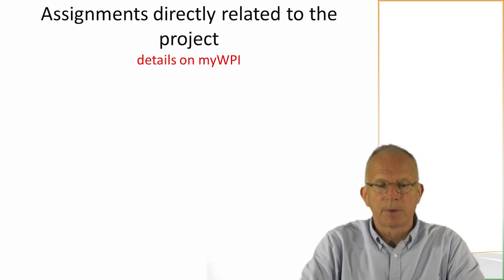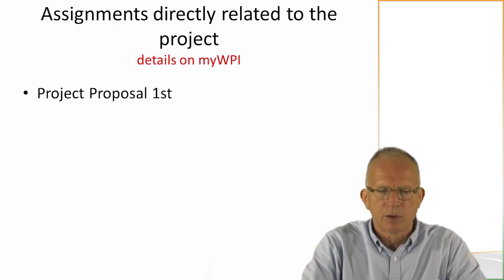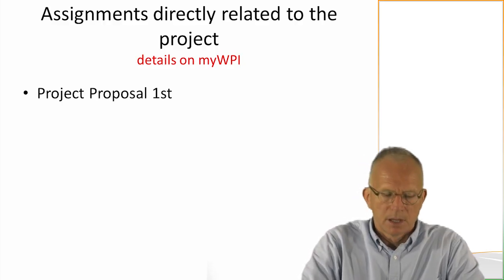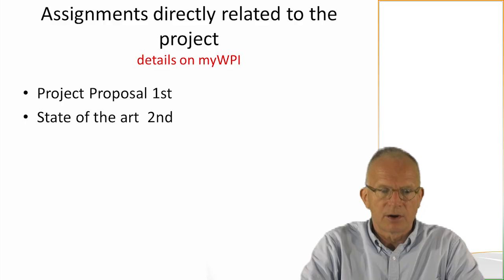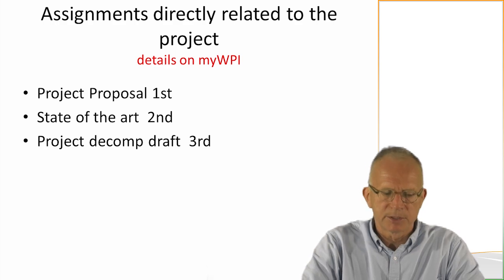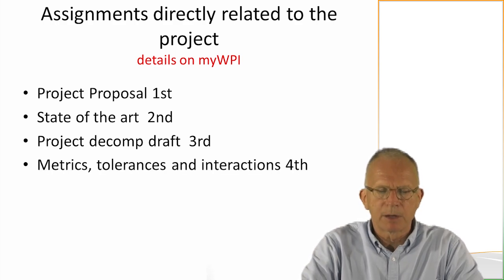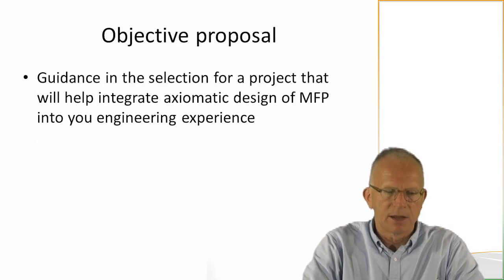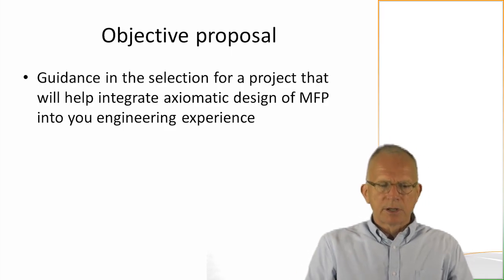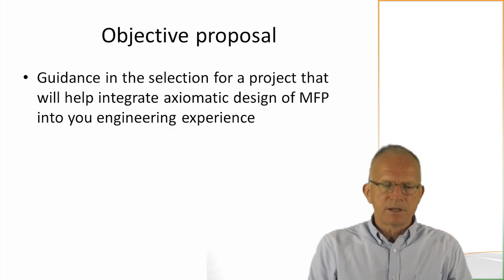So the details are on my WPI, but here's the series that relate directly to the project. So the first thing is the project proposal. The second is the state of the art. The third is a draft of a decomposition. The fourth is applying metrics, tolerances, and interactions, and then the final project. Now the first assignment, the proposal, the objective is so that I can give you guidance on the selection of a project that will help you integrate the axiomatic design into that should be your engineering experience.